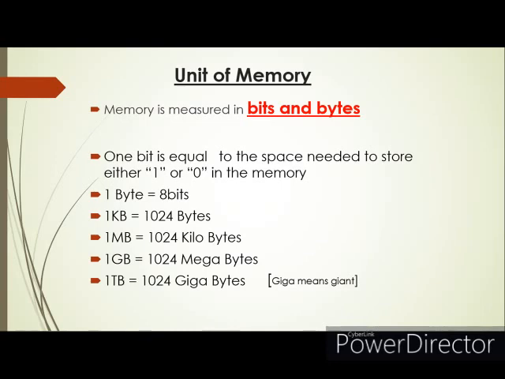1 byte is equal to 8 bits, or 8 bits are equivalent to 1 byte, and 1024 bytes are equivalent to 1 kilobyte. Or 1 kilobyte is equal to 1024 bytes, or 2 raised to 10 bytes. 2 raised to 10 means 2 multiplied 10 times, then we will get 1024. So 1 kilobyte is equal to 1024 bytes.